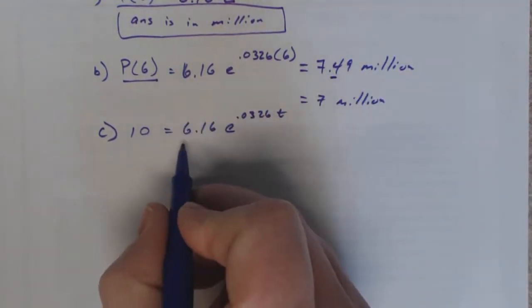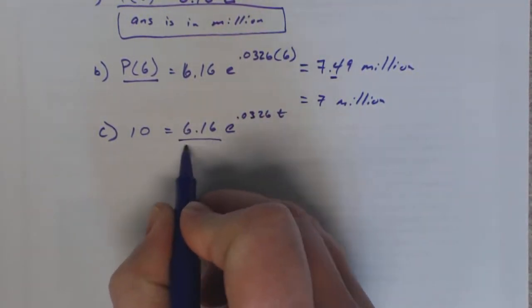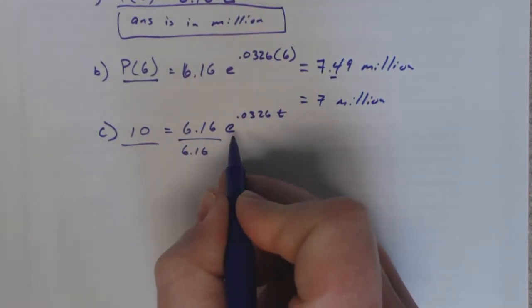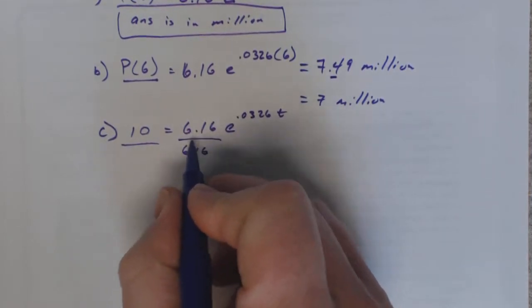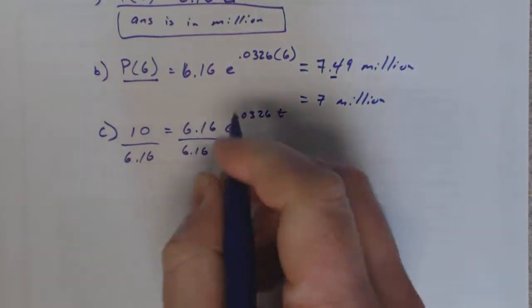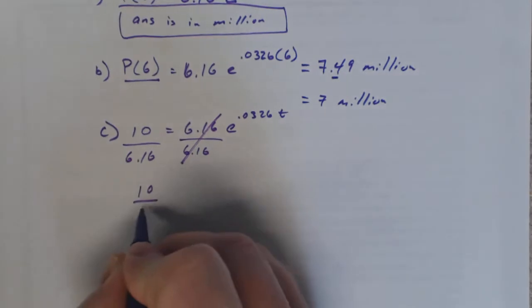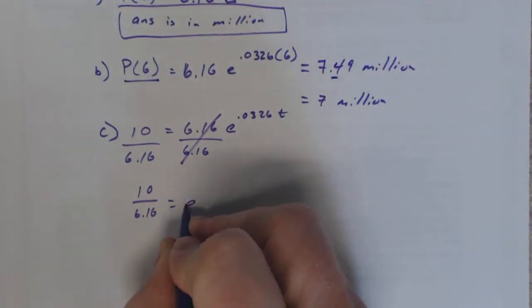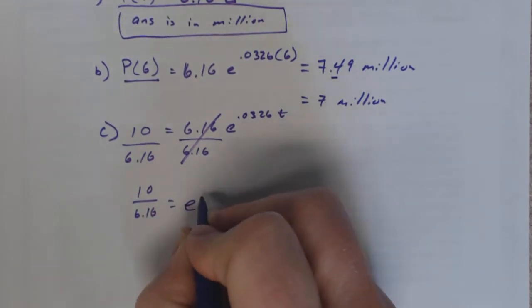So I'm going to get rid of the 6.16 first. I can't have anything in front of e, because I'm going to use the natural log to get rid of it. So I'm going to leave that as 10 divided by 6.16. I'm not going to simplify that at all. I'll put it all in my calculator at once.